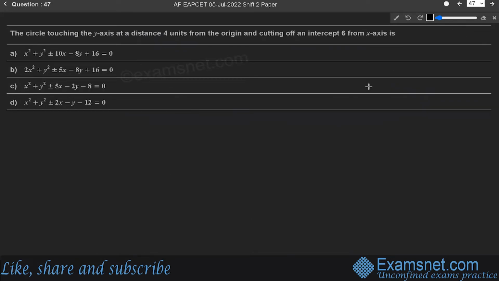Next question is also a very, very important question, and this type of question has come many times in the exam, not once, not twice, but many times. The question is, the circle touching the y-axis at a distance 4 units from the origin and cutting off an intercept 6 from the x-axis is. First, let us make the required diagram for this question. We know that these are the coordinate axes, and consider this as the circle here.